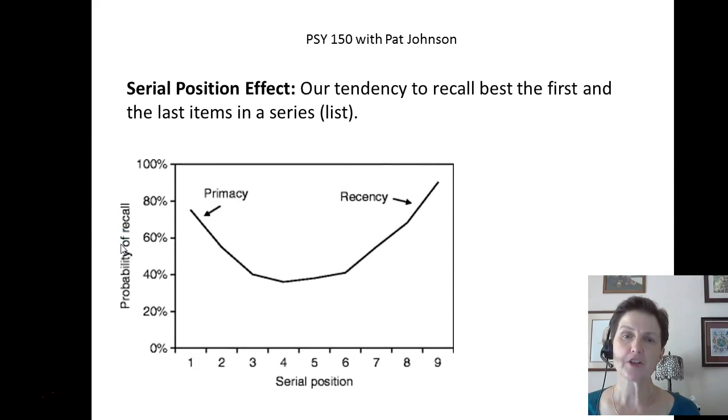The last topic I want to talk about is the serial position effect. Now, serial means in a series. So the serial position effect is basically that the position in a series has a great effect on what you remember. So the serial position effect is our tendency to recall best the first and last items in a series. And here's a graph showing the percent of recall and the position in a series.